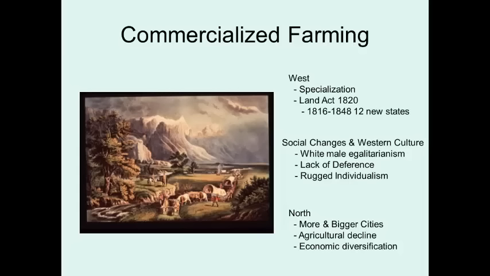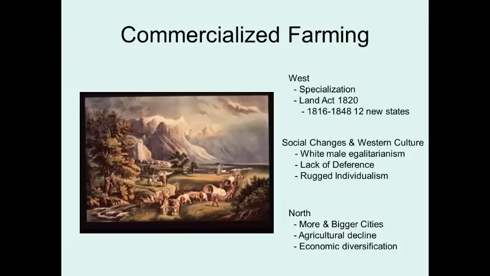Commercialized farming also has an effect in the North. Remember, one of the biggest changes that we see is that because the North is now linked to the West, we are going to see more cities in the North, and we're going to see bigger cities in the North. And again, this is because the railroads have come in, canals have come in, and they're linked to all that Western agriculture. So their cities can get very big because we can feed them now.